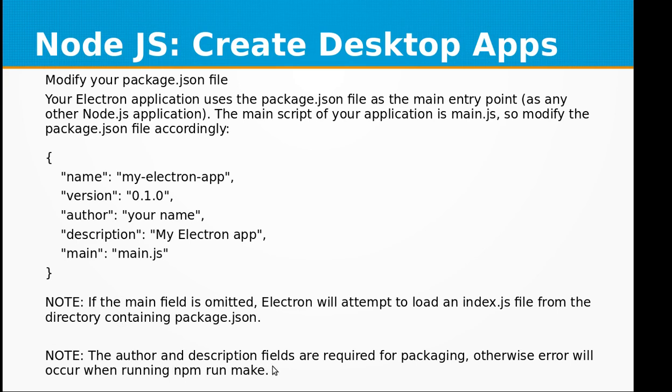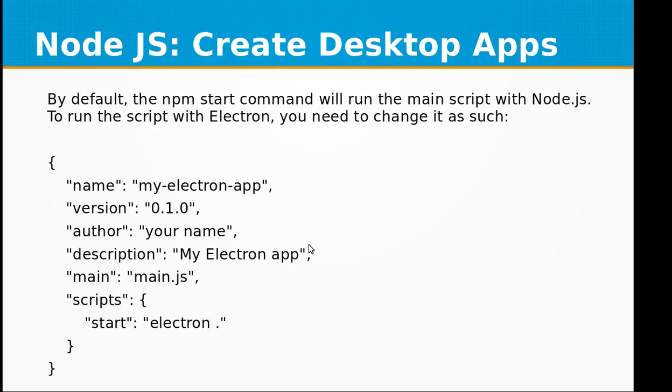The author and description fields are required for packaging, otherwise an error will occur when running npm run make. This is when you are trying to distribute the application and create a final package to be used by other users. But by default, the npm start command will run the main script with Node.js. To run the script with Electron, you need to change it as such. So you can change the description, main.js and script start to Electron.